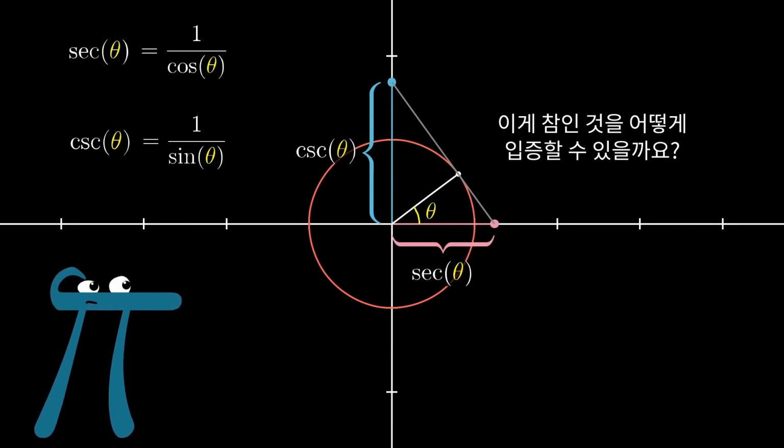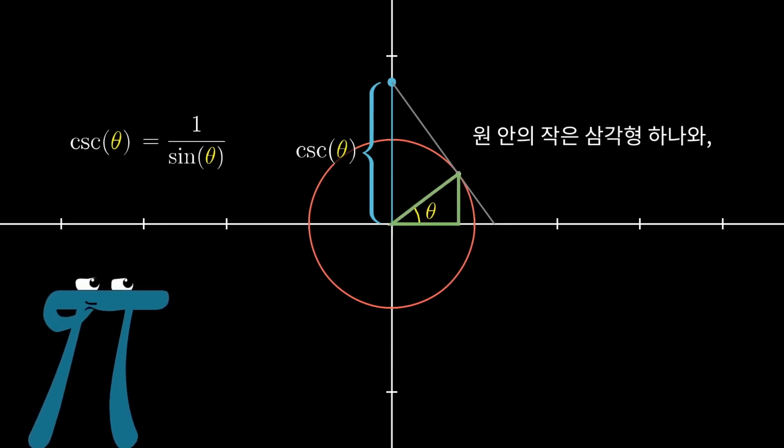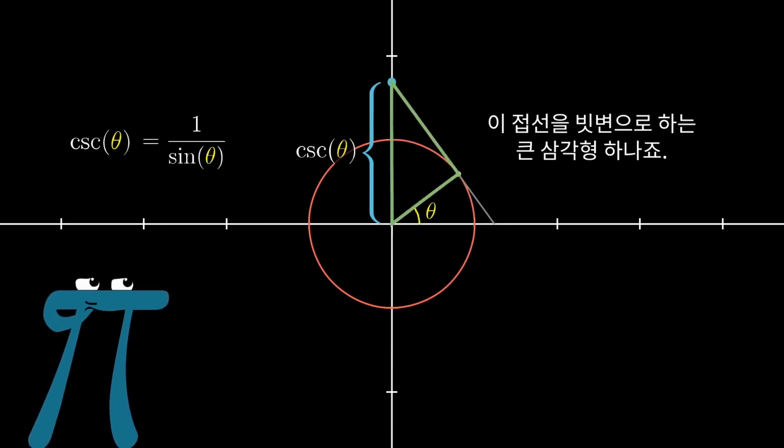If you're wondering why on earth that's true, notice that we have two similar right triangles here. One small one inside the circle, and this larger triangle whose hypotenuse is resting on the y-axis.